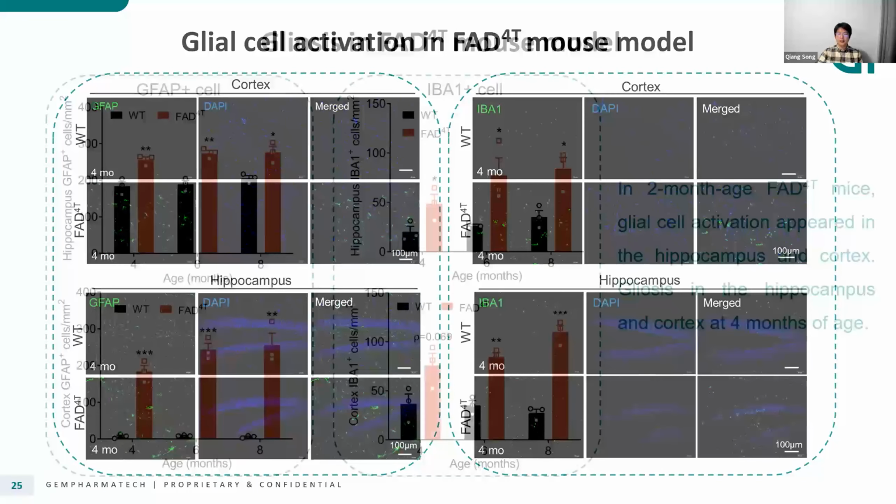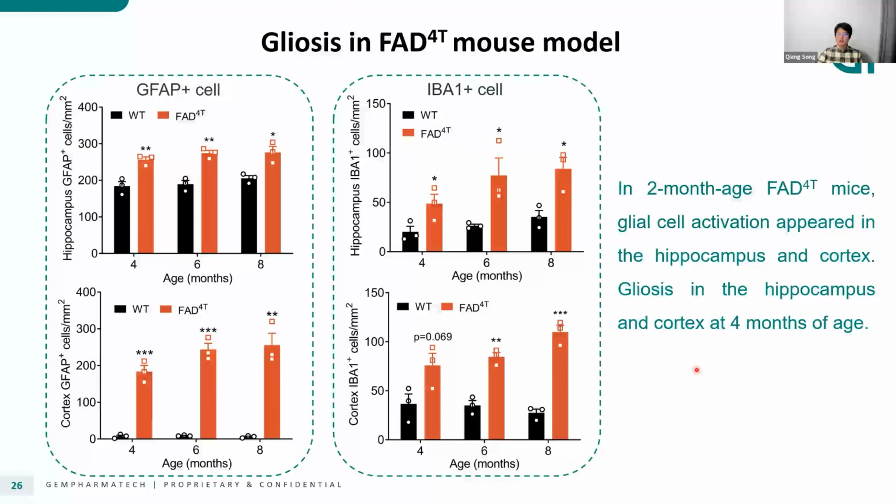And we also quantitatively analyzed the GFAP-positive and IBA1-positive cell density in the cortex and the hippocampus region in wild-type and the FAD40 mice groups. So it revealed the gliosis in the FAD40 mouse models. And our data also indicates glial cell activation in FAD40 mice at the early age of 2 months old. So the pictures have shown this conclusion, and we have the data to support this conclusion.